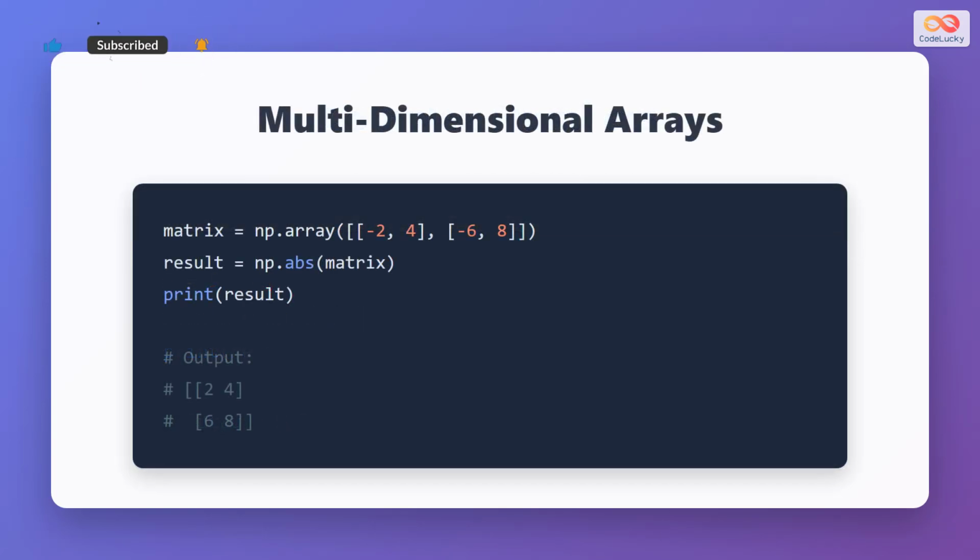You can also use np.abs with multi-dimensional arrays. Here we have a 2x2 matrix with values -2, 4, -6, and 8. When we apply np.abs, it computes the absolute value element-wise across the entire matrix. The output is a 2x2 matrix with all positive values, 2, 4, 6, and 8. The shape and structure are preserved.